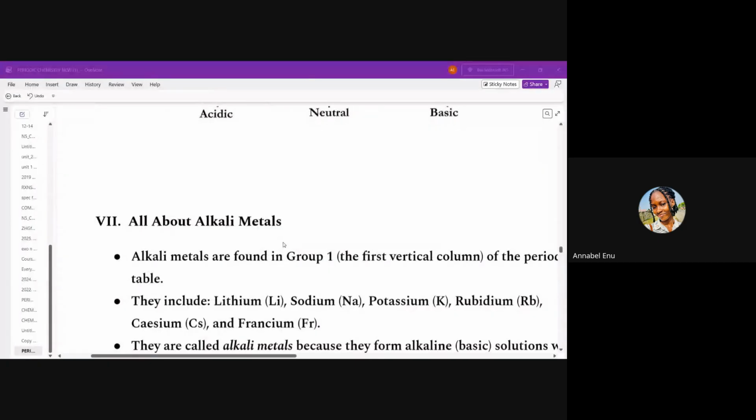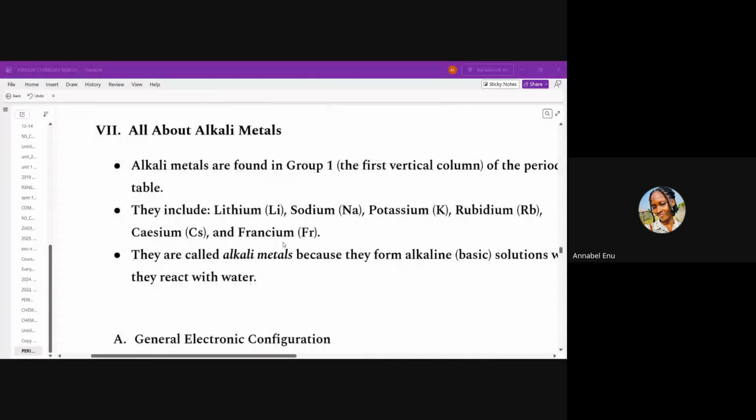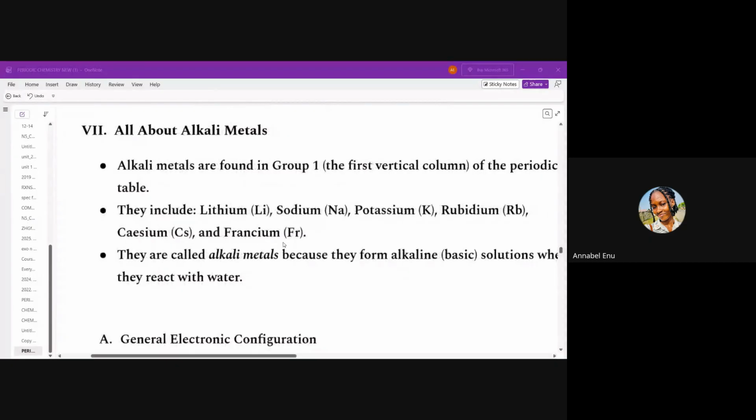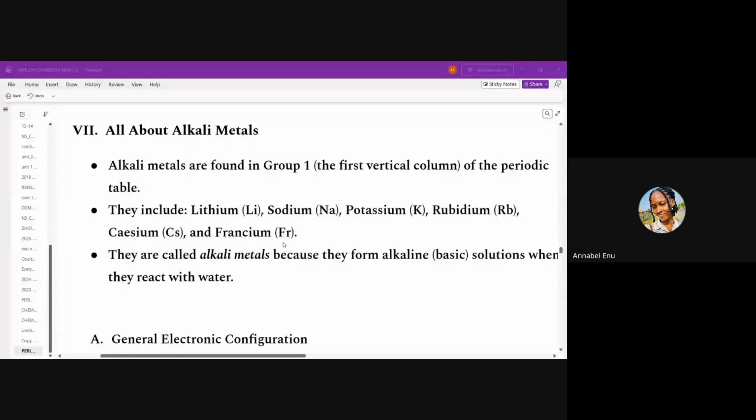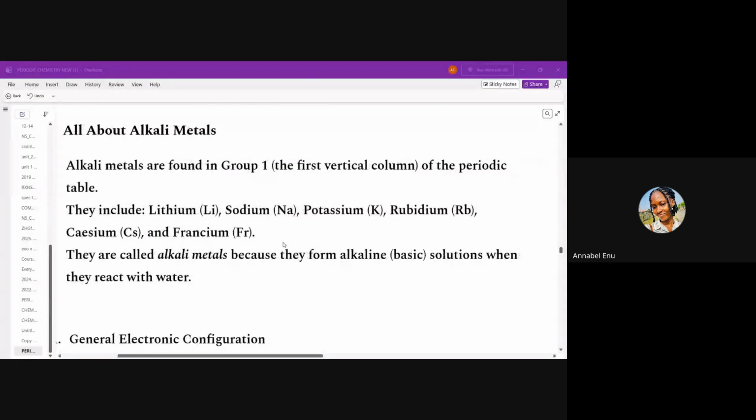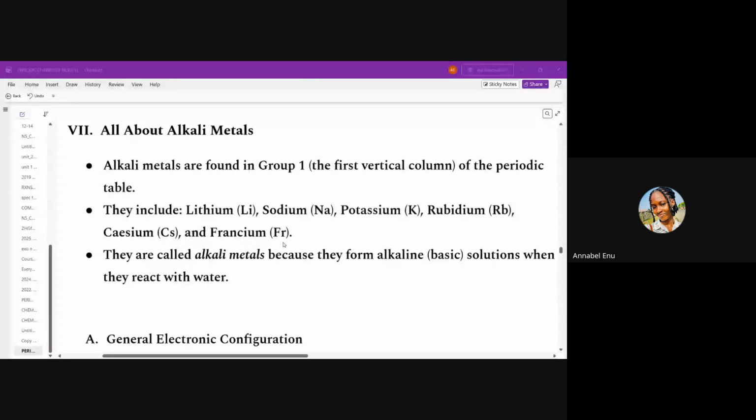Okay, so group 1 elements are called alkali metals. They are the first column of the periodic table, they are very metallic and they will form base when they react with water. Okay, so these are two things.